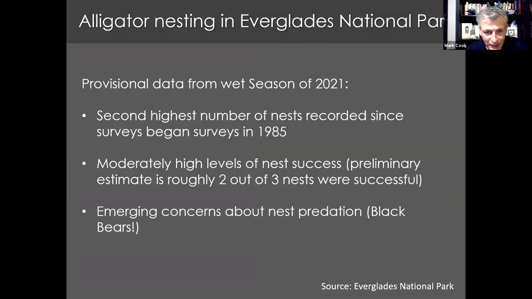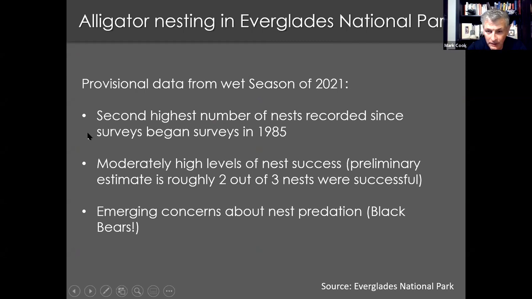I'm actually gonna miss that one out. I added this slide in at the very last minute. It's very provisional data from Everglades National Park. And I just wanted to quickly highlight that this was a wonderful nesting year, but it wasn't just all about the birds. So this is data that I got a week or so ago from Everglades National Park, and it's about the alligator nesting.